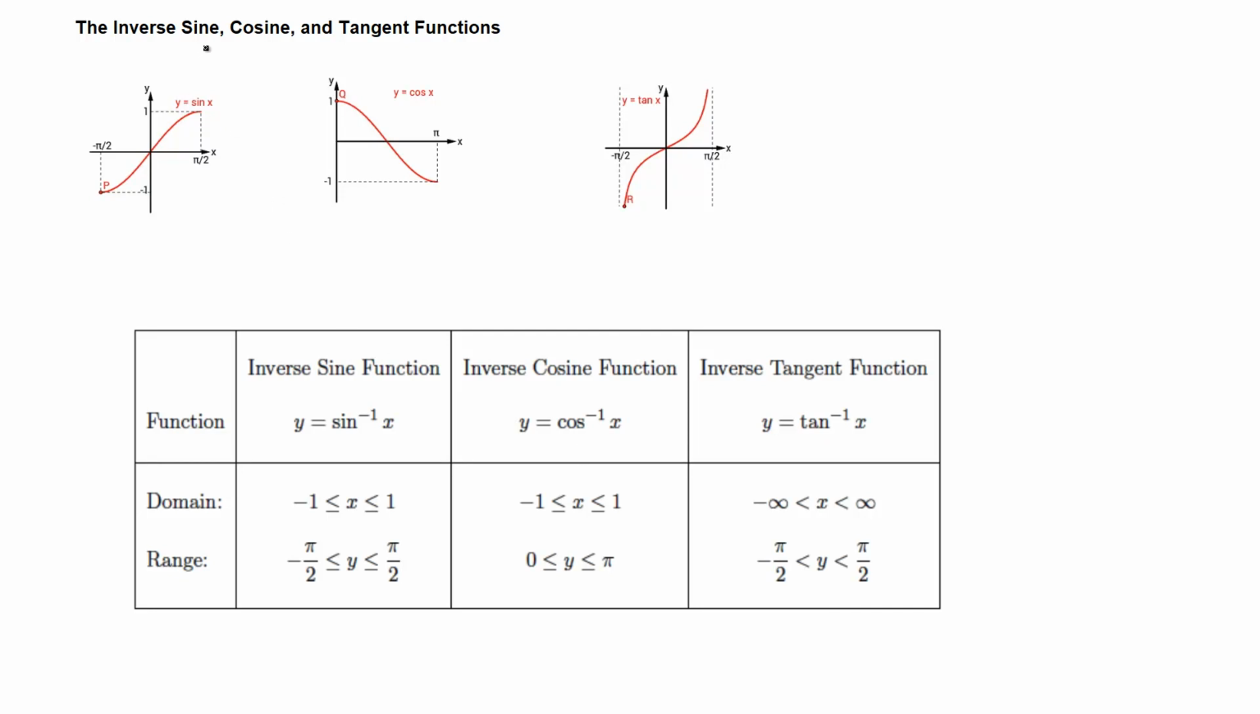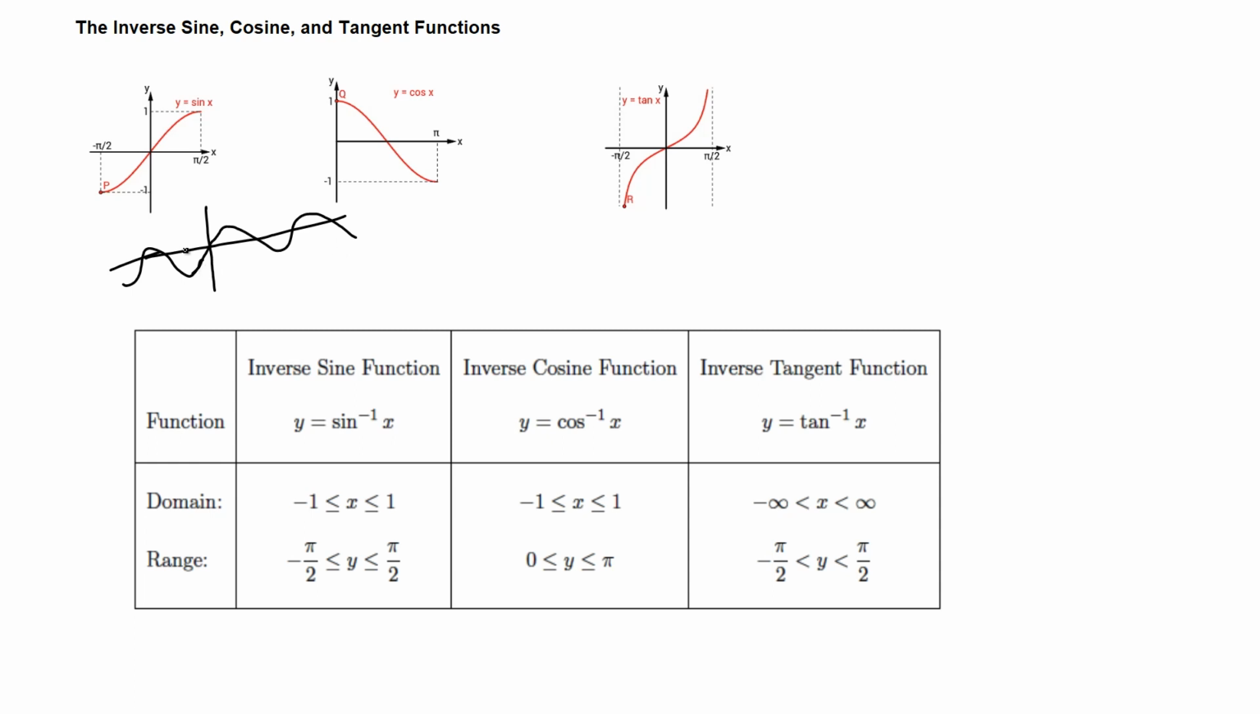The inverse sine, cosine and tangent functions. This is part of the graph of the sine function, y equals sine x. As we know, when we graph sine x, it goes on forever. Okay, and the horizontal line test does not pass. That means this function does not have an inverse.